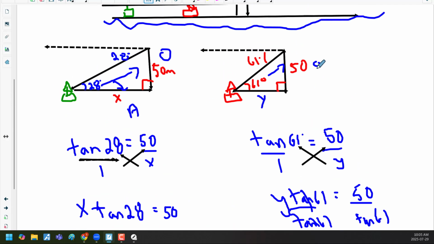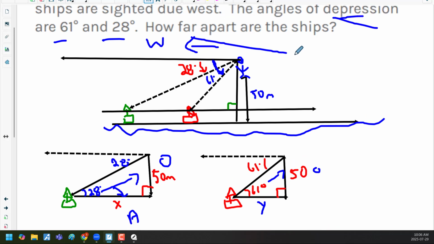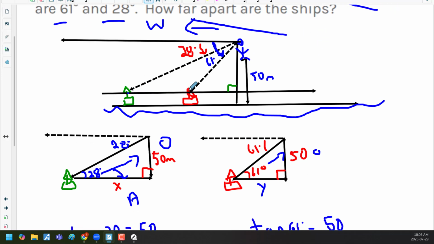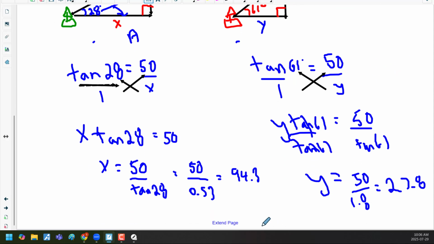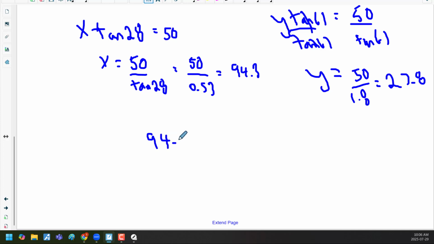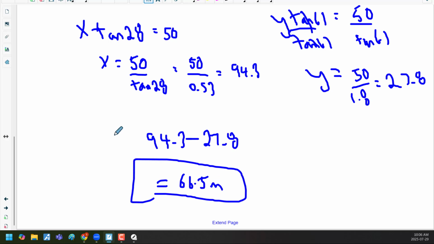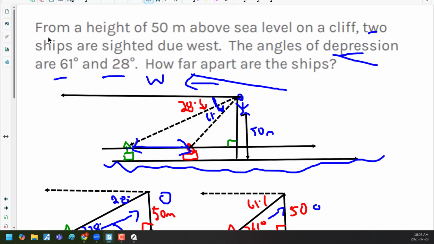So now we have x and y. We know how far each boat is. The question was asking how far apart are the ships. So the distance from here to here. And the way to do that is to subtract these two values, x and y. Just subtract these two values and you will get the distance between the ships. So what is 94.3 minus 27.8? It's 66.5. That is the answer. Probably in meters. Yeah, meters, because we're using meters.